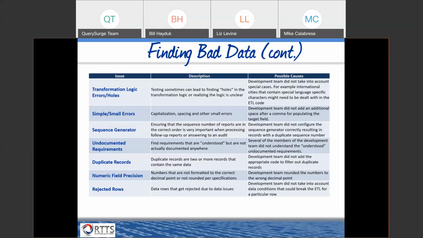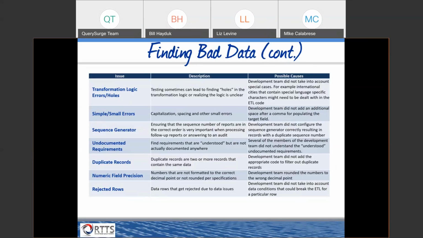Duplicate records is another common issue that is seen, and this can happen with complicated ETL joins, where you're joining several different tables or joining a table to itself. You want to make sure that you're not duplicating any of the records within your systems.